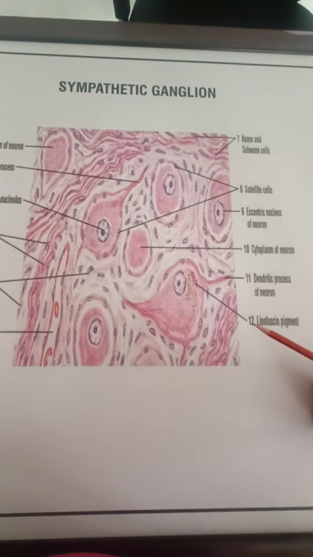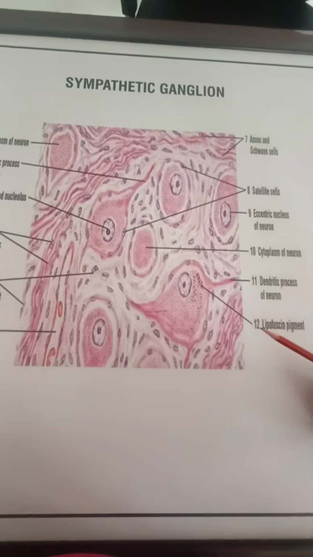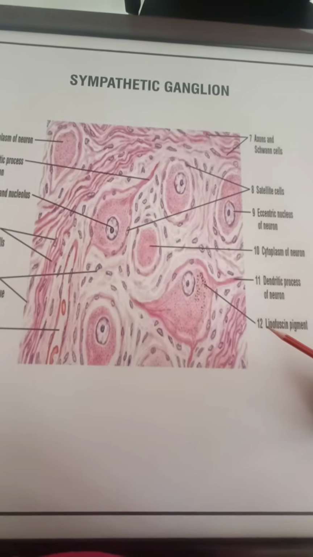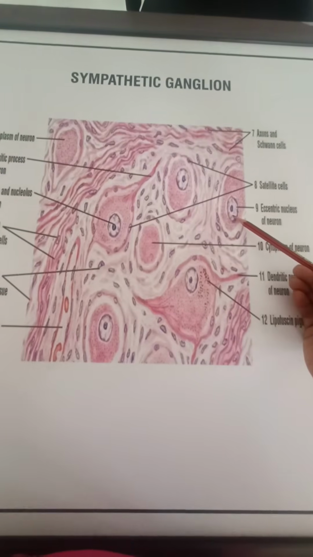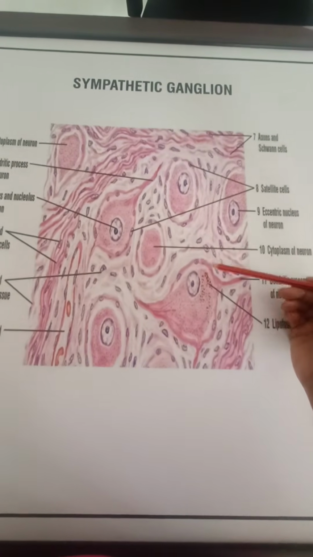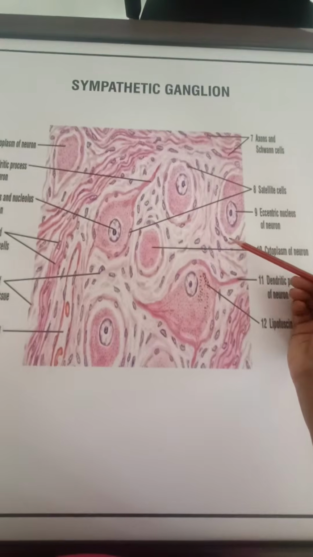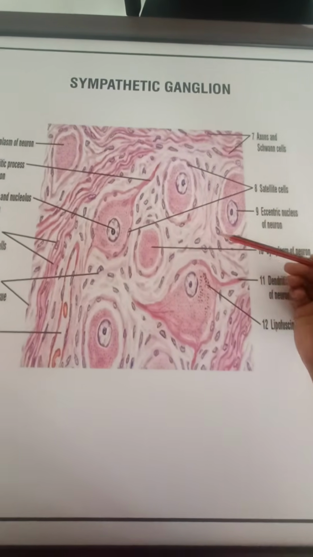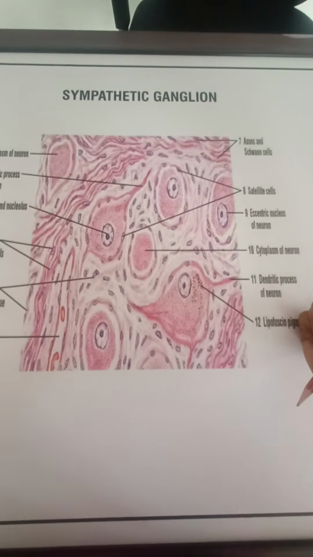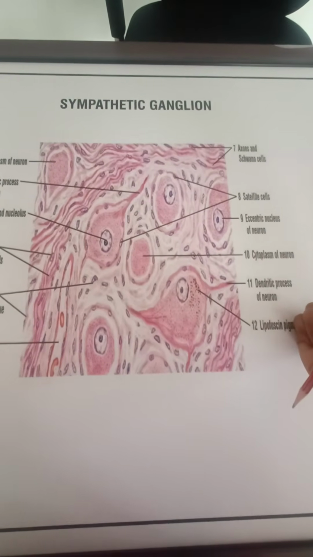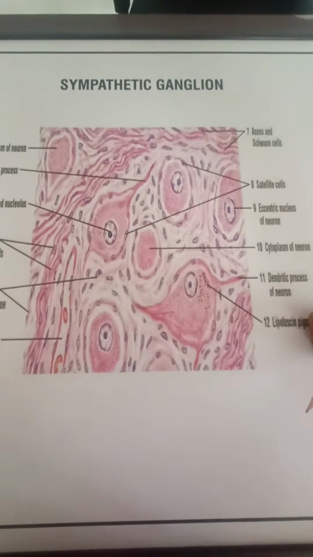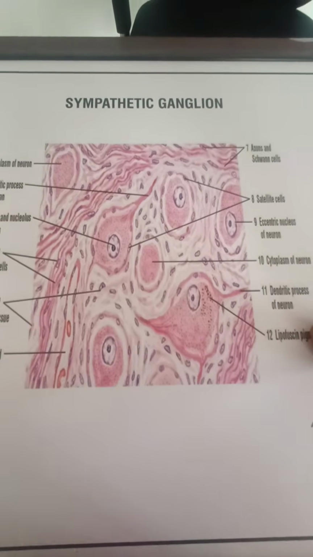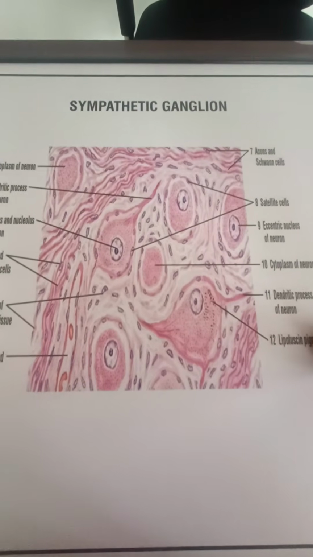The main thing that you need to remember is you can see small multipolar neurons with eccentric nucleus, like you can see here, eccentric nucleus. These are all multipolar neurons, and you can see these satellite cells which are forming incomplete ring around them. So this is about sympathetic ganglion. So you have both the parasympathetic and sympathetic, which belong to the autonomic ganglion.